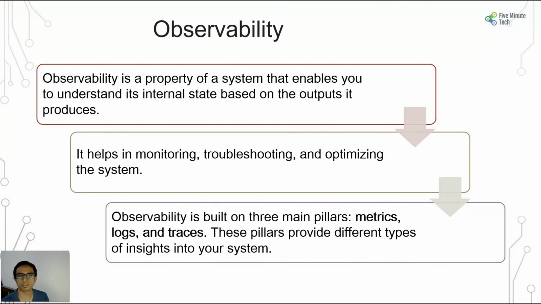So observability is a property of a system that enables you to understand its internal state based on the output it produces. It helps in monitoring, troubleshooting and optimizing the system. Observability is built on three main pillars, which are metrics, logs and traces. These pillars provide different types of insight into how a system is behaving and how to take action if required to mitigate any issues.